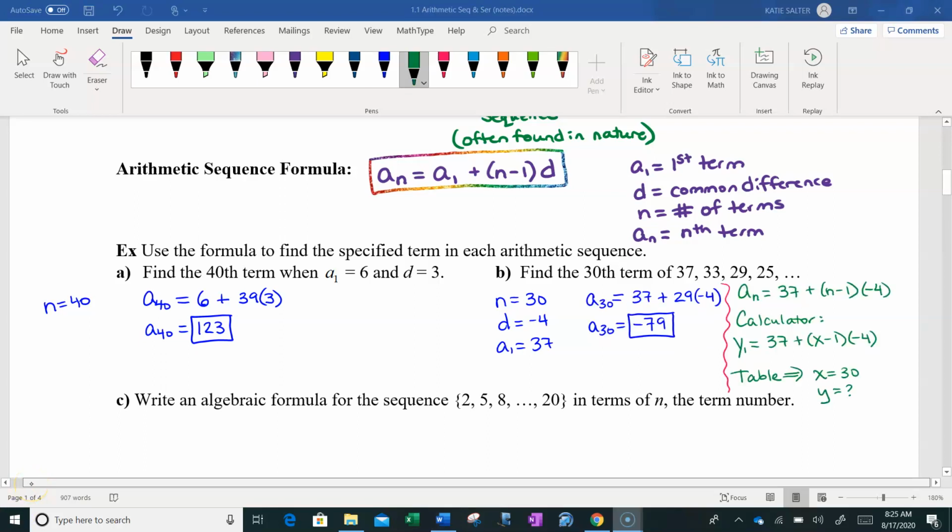We can also use technology to set this up. If we were to write the formula without substituting n into the formula, so we'd have a sub n equals 37 plus n minus 1 times negative 4, we could put this in our calculator in y equals. Of course, we would use x instead of n. And then we could go to the table and look at when x is 30, what is the value of y?